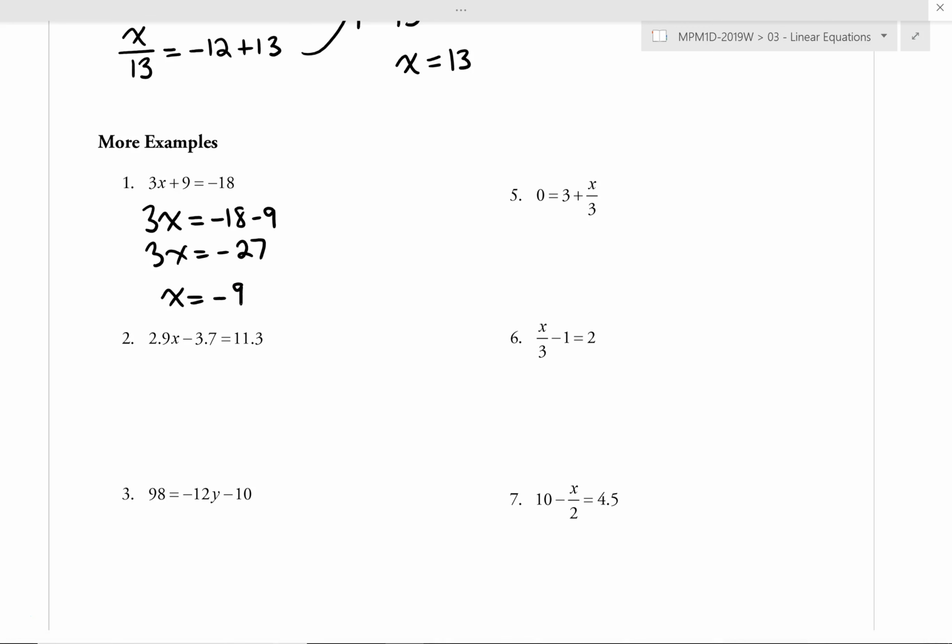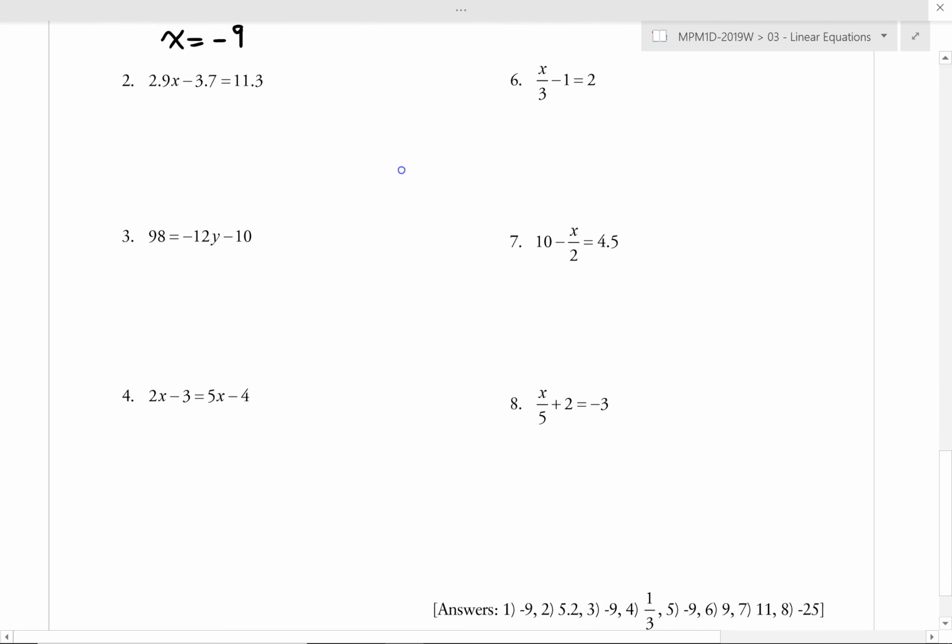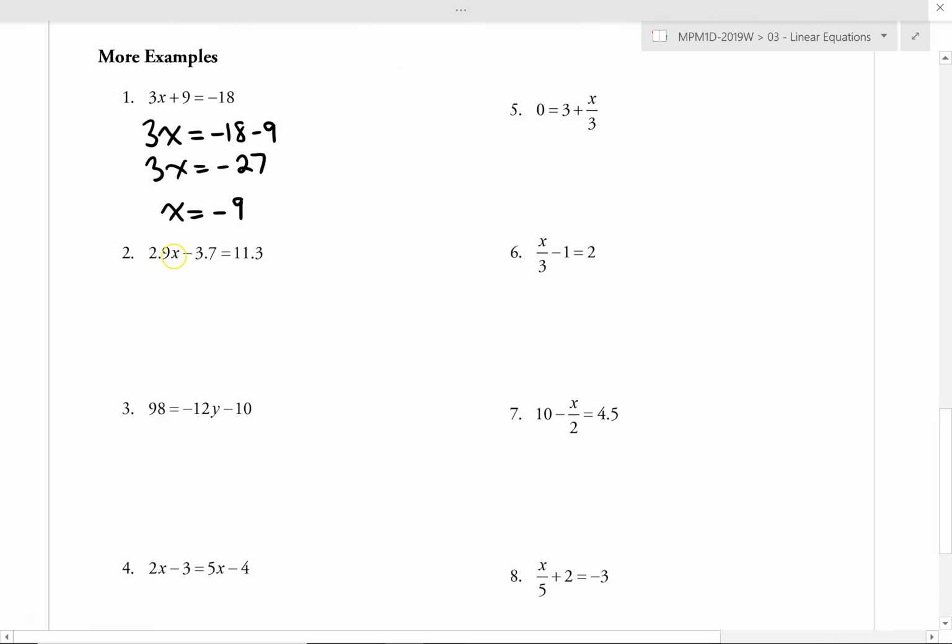And we're just going to work straight down the line here. Number 4: 2.9x minus 3.7 equals 11.3. Really, this is just the same process, except we have decimals. So we can still keep this 2.9x and move the 3.7 over to the right. Make sure to change the sign. So we end up with 2.9x equals 15.